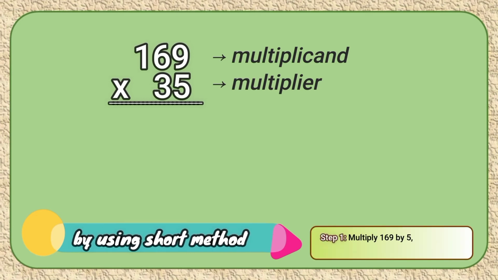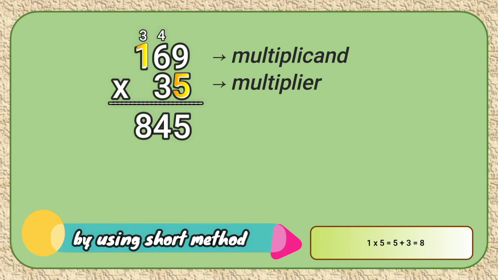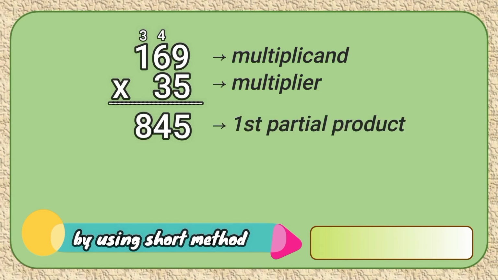Step 1, let us multiply 169 by 5. Regroup when the product is 10 or greater. So we have 9 times 5, that is 45. Bring down 5, regroup 4. 6 times 5, that is 30, plus 4, 34. Bring down 4, regroup 3. 1 times 5, that is 5, plus 3, 8. So the first partial product is 845.